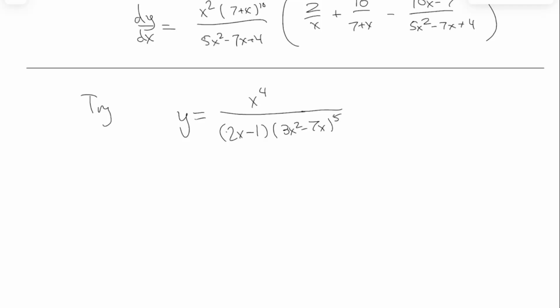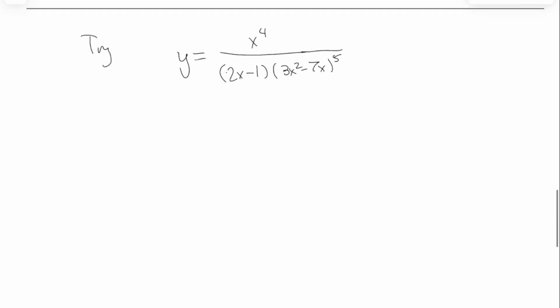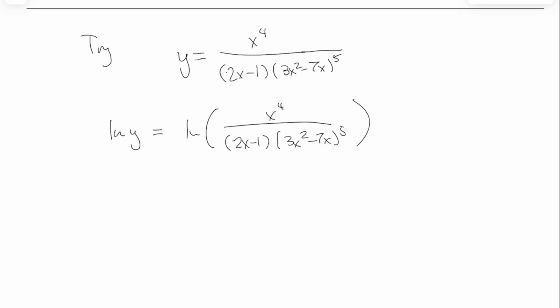All right, people seem to be looking good on this one. I'll try and write down what I did. You take the ln on both sides first. And then I'm going to split this up across the quotients and the products.